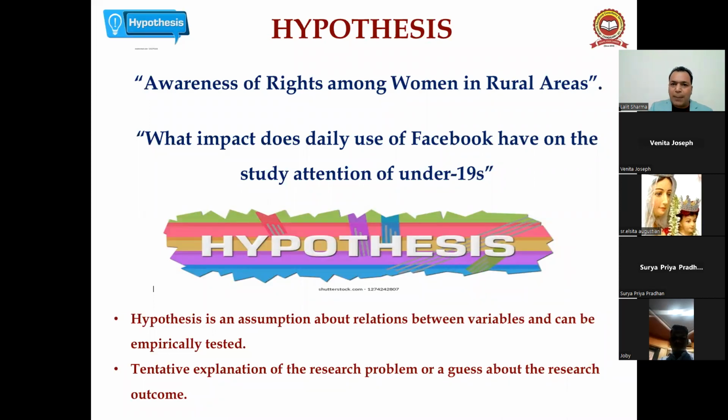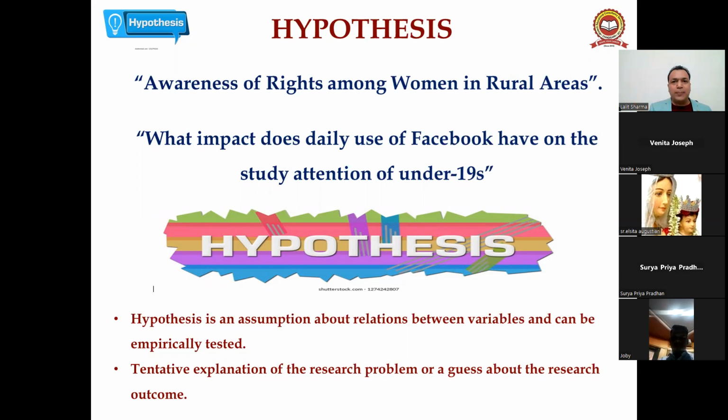Awareness of rights among women in rural areas. So this is a research hypothesis. Why have I given this example? Because a hypothesis is not just any simple statement. A hypothesis basically talks about relationships among variables, at least two variables. Then it becomes a hypothesis. Not every general statement is a hypothesis.